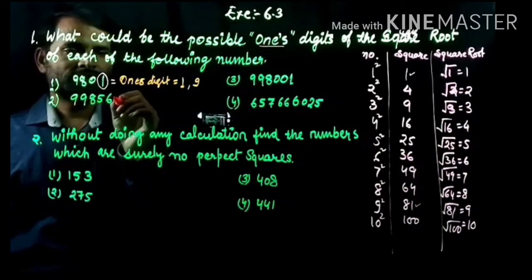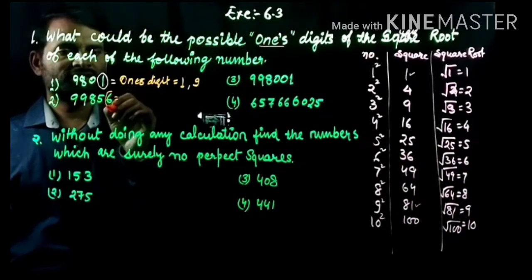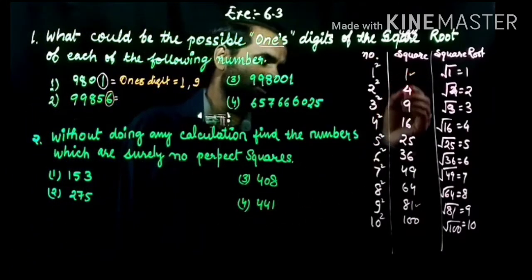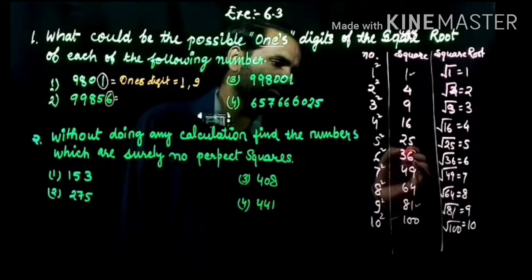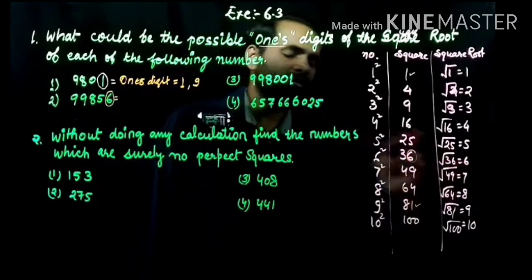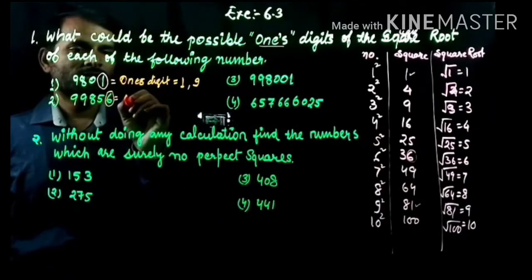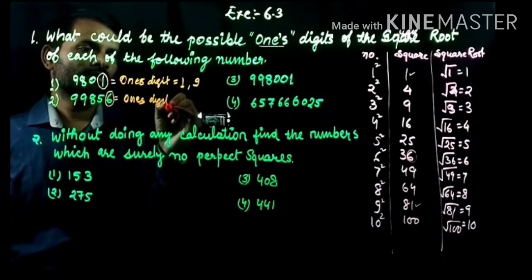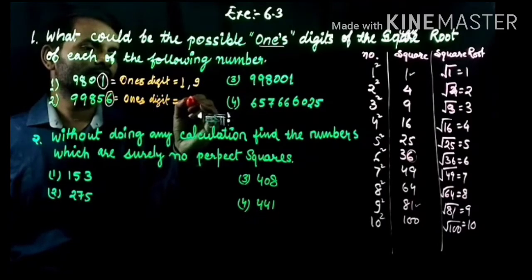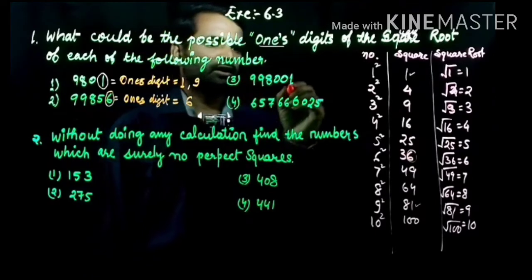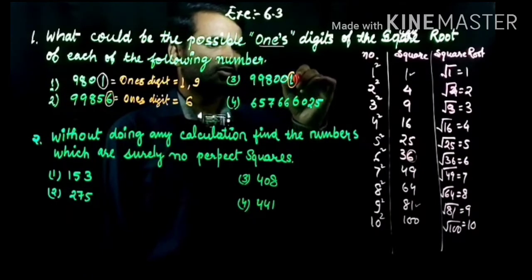Now the second question: the unit digit is 6. If the unit digit is 6, you look at the square table, the unit digit 6 appears only one time and then the square root is only 6. So the ones digit is 6. Third question: the unit digit is given as 1.